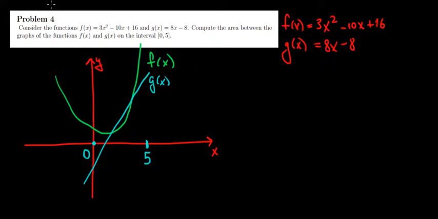Let's start solving question 4 in this video. So we have two functions, f of x, which is 3x squared minus 10x plus 16. This is a quadratic function because it has this quadratic term of x squared, and g of x, 8x minus 8, which is a linear function. Now we have to compute the area between the graphs of these functions on the interval of 0 to 5.